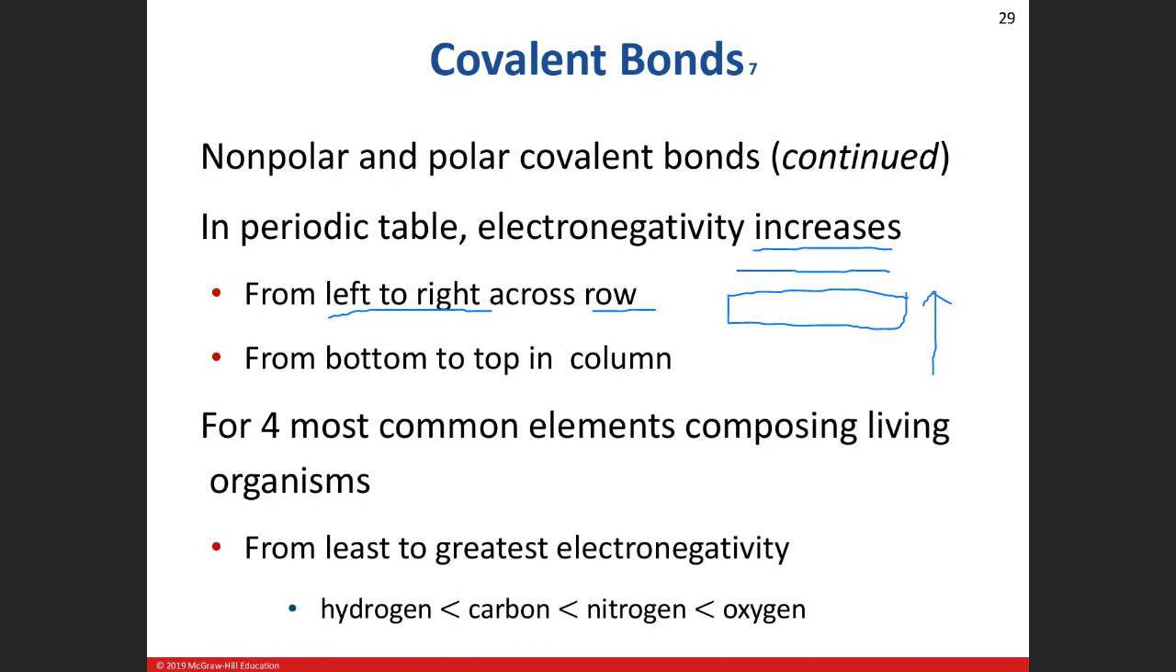In our body, when we're talking about the 4 common elements, hydrogen, carbon, oxygen, nitrogen, we've arranged them here at the bottom of our page in order of least to greatest electronegativity. You can see that hydrogen is the least electronegative and oxygen is the greatest. So oxygen is the more selfish of the elements, and it's going to want to pull all of its shared covalent bond electrons closer to itself with whatever it's sharing.